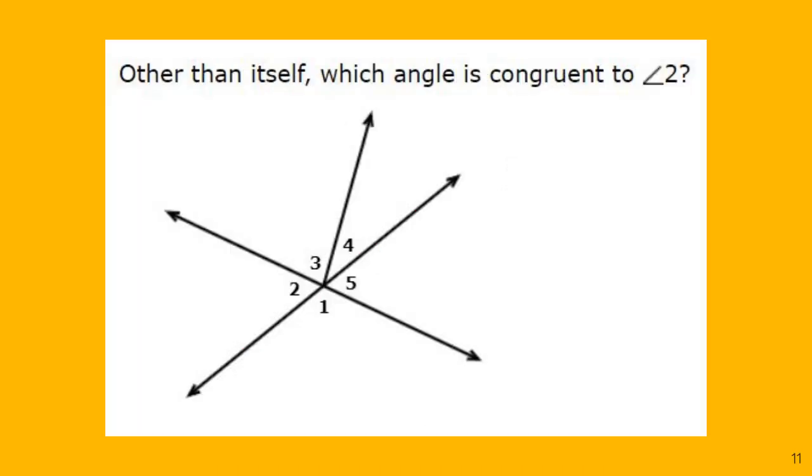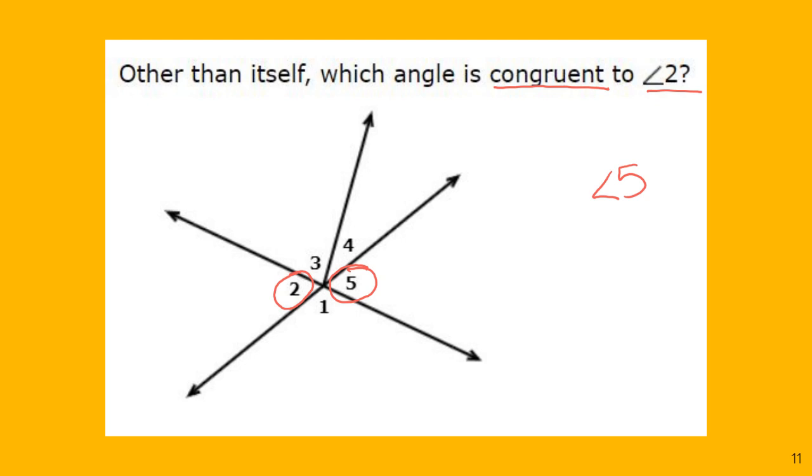So it says, other than itself, which angle is congruent to angle 2? So angle 2 is right here. Remember that congruent means that it needs to be the same size. So which angle would be the same size as angle 2? If you said angle 5, you would be correct. So angle 5 would be opposite, and opposite angles have the same measurement, which we'll learn more about. But we can tell on this one just by looking at it that angle 5 and angle 2 would be congruent.